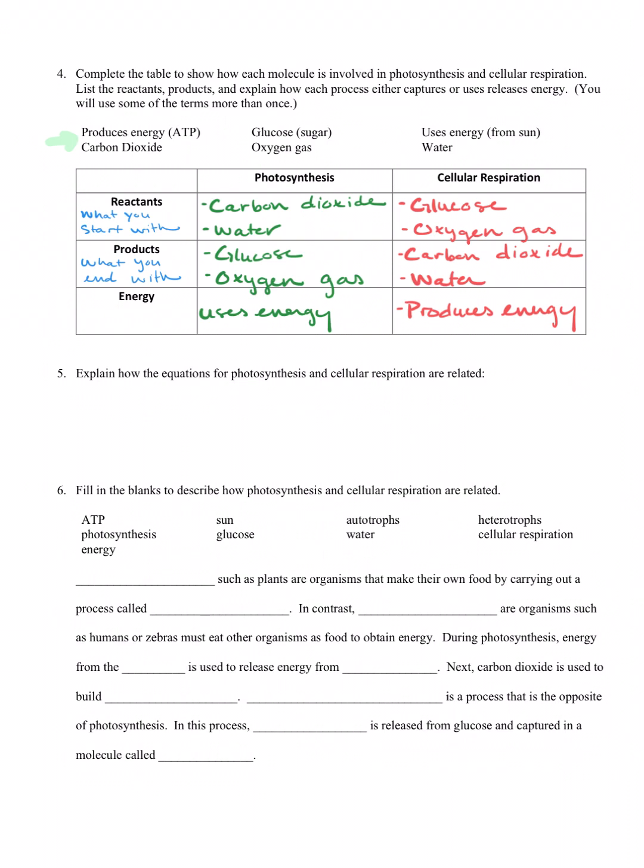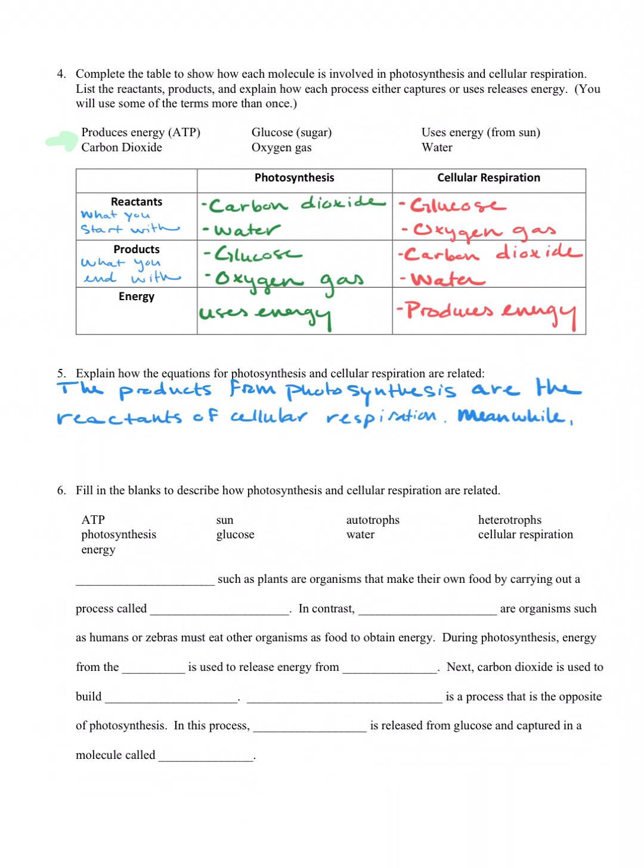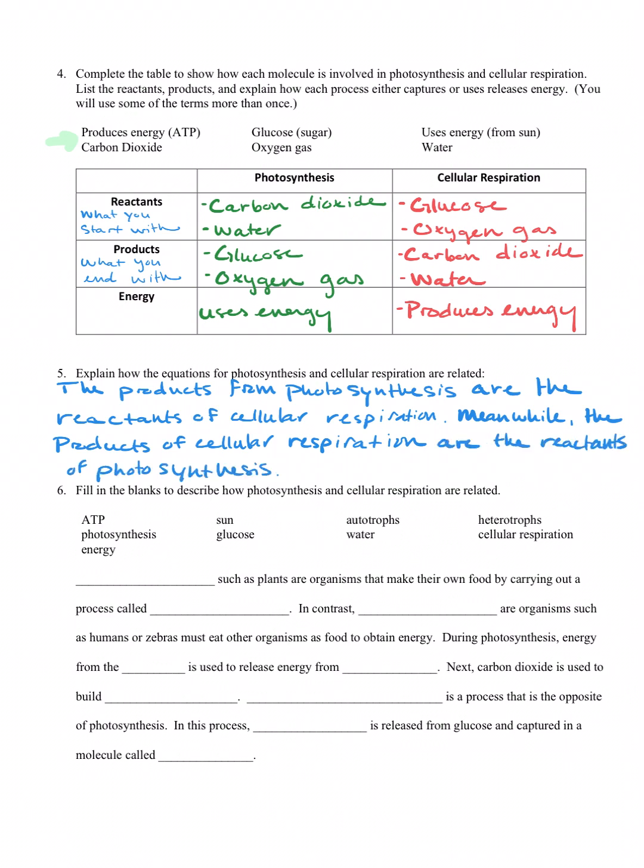Number 5, explain how the equations for photosynthesis and cellular respiration are related. Essentially the two equations are opposite of one another. The products from photosynthesis are the reactants of cellular respiration. Meanwhile, the products of cellular respiration are the reactants for photosynthesis. This means that nutrients cycle between the two processes.